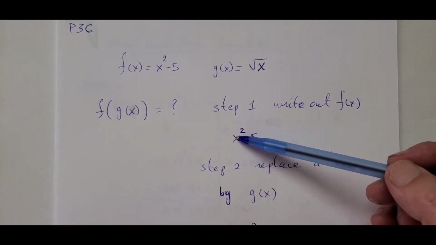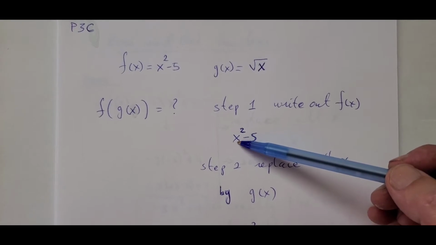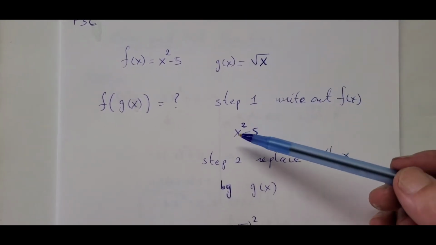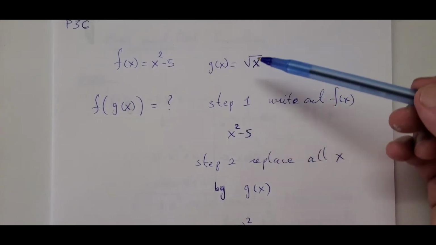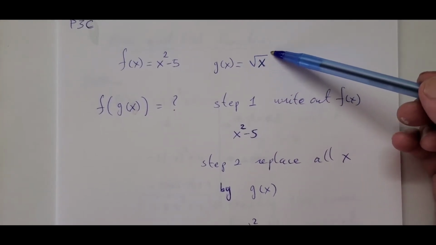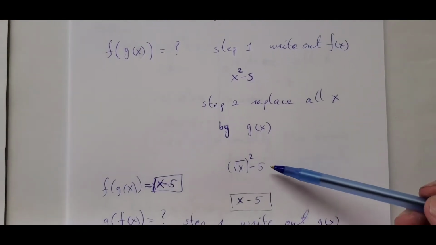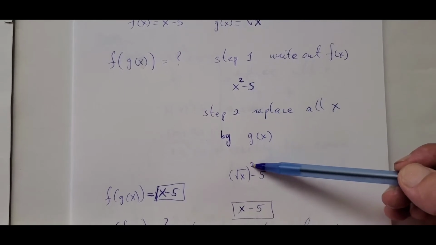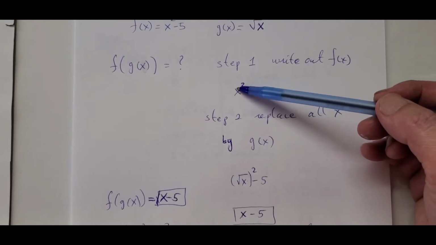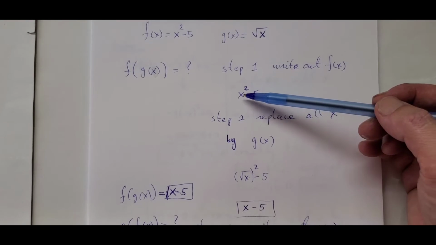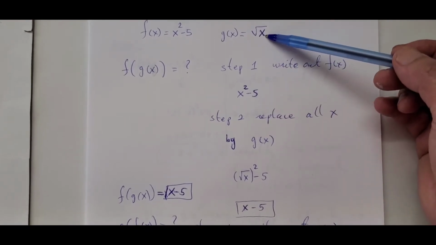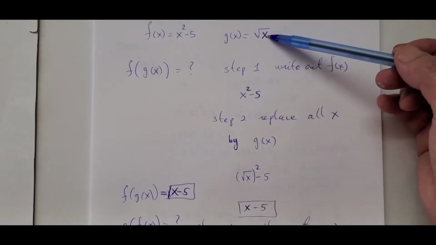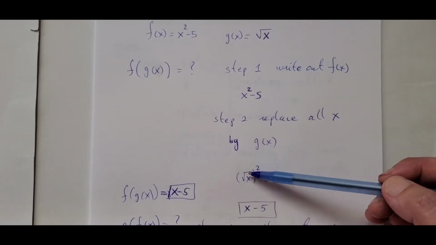Next step, you're going to replace all x by g of x. So here's x. Replace this whole x with this equation, the g of x. So here I have x squared, and here's your x, so you're going to replace this x by square root x. That's what I have right here.